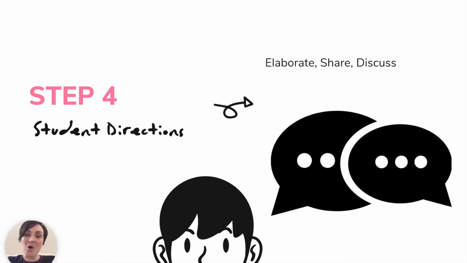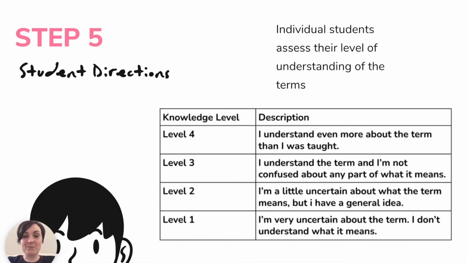And then, as always, we encourage students to engage with their peers, elaborate, share, discuss, and build upon their ideas. And then for the final step, we request that students really think about their own level of understanding. Providing students with success criteria that differentiates different levels of understanding is a great way to get teachers a window into where students are in their learning around not only the term that they're assigned, but the terms in general.